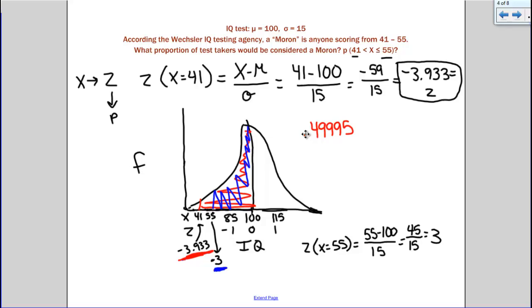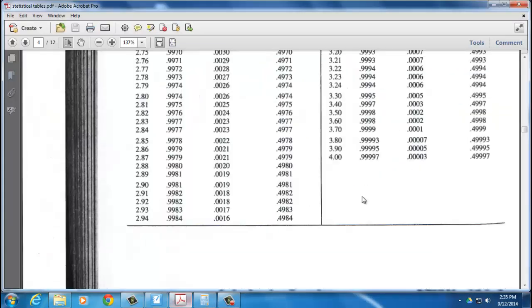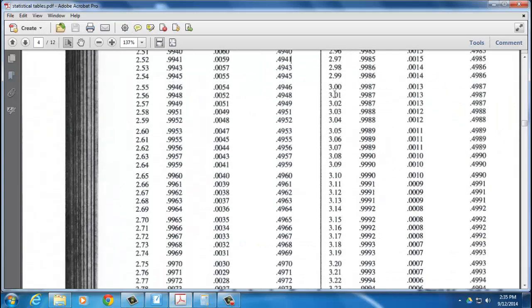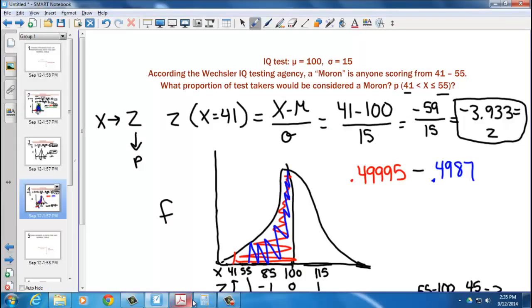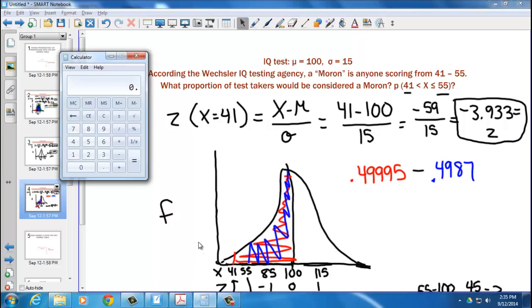0.49995. All right. And then subtract the proportion between the mean and z for a score of 3. All right, 3, mean to z, 0.4987. And then let's just confirm that we get the exact same answer that we have the other two ways of doing this. 0.4995. Oop, I missed a 9. 0.49995 minus 0.4987. Aha, there it is again, 0.00125.